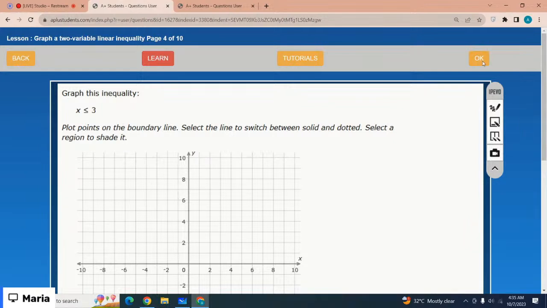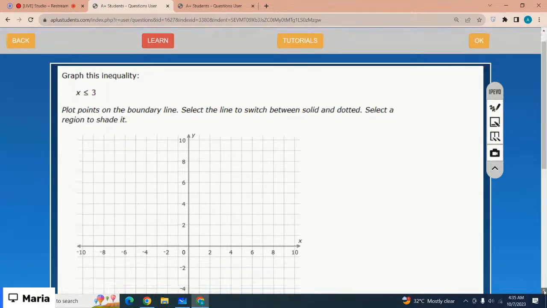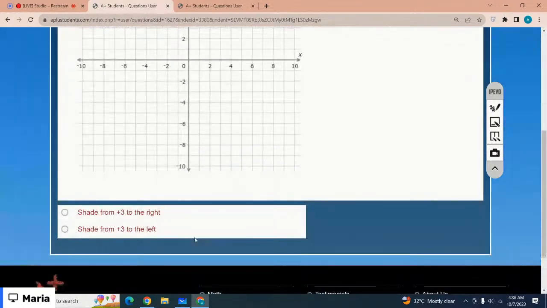Okay, graph the inequality x is less than or equal to 3. Which is the correct option? Less than or equal to 3 means on the left of 3, right? That means shade from positive 3 to the left.